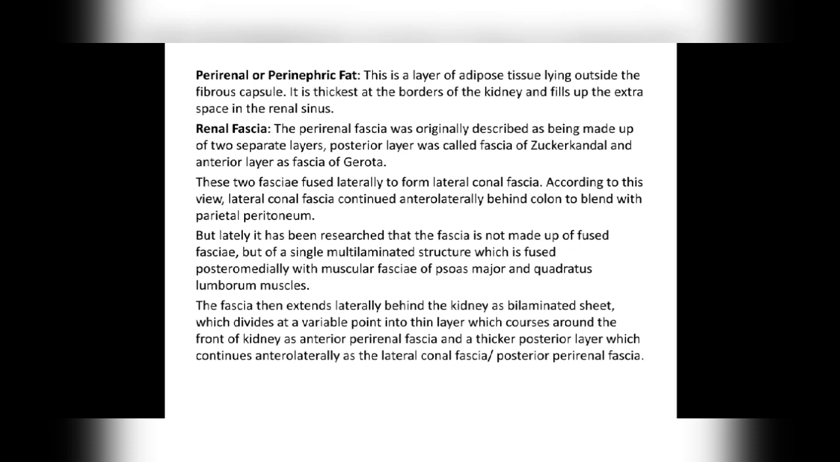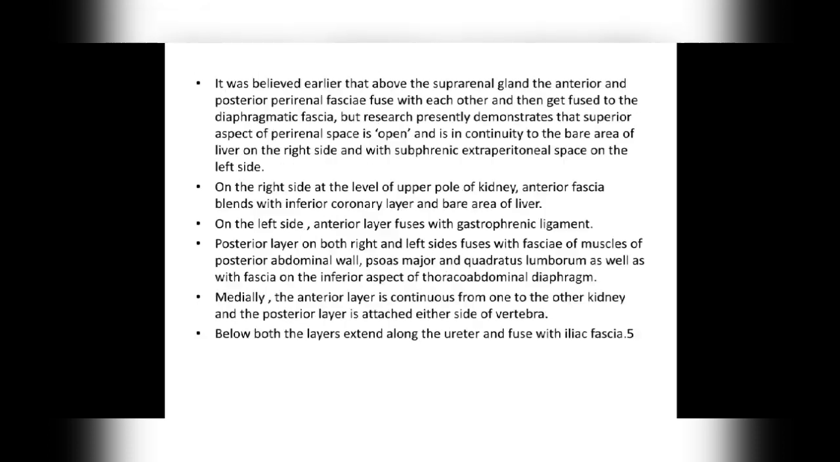The fascia then extends laterally behind the kidney as a bilaminated sheet which divides at a variable point into a thin layer which courses around the front of the kidney as the anterior perirenal fascia, and a thicker posterior layer which continues anterolaterally as the lateral conal fascia or posterior perirenal fascia.